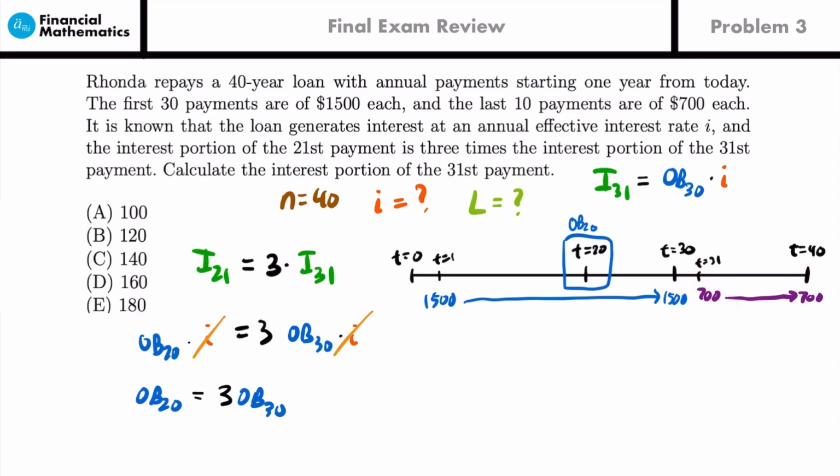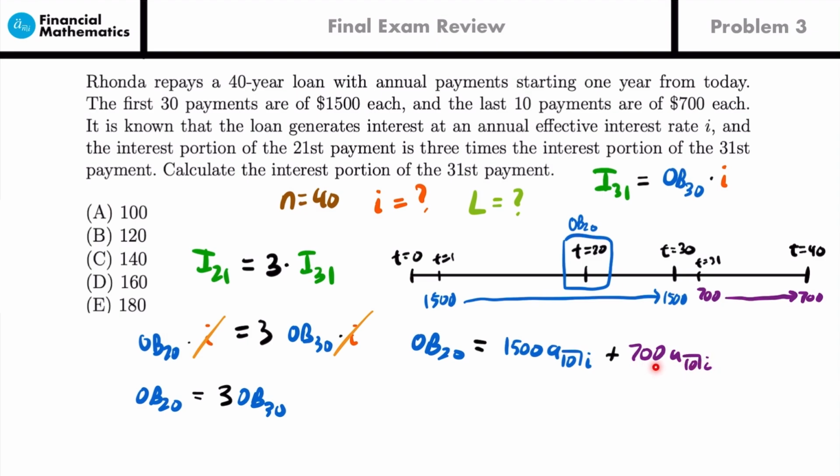So here's how we're going to calculate that. The outstanding balance at time 20 will be equal to the present value of 10 payments of $1,500. So we'll have $1,500 times a angle 10 at rate i. We don't know what the interest rate is, but we can write i. That takes care of those 10 payments of $1,500. But then for the $700 payments, we will add 700 times a angle 10 at rate i.